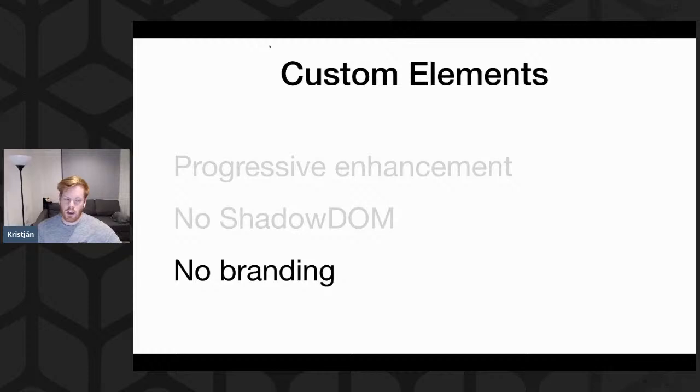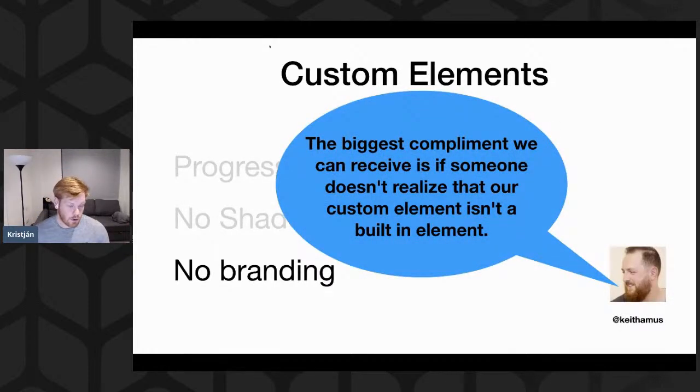And then we don't have any branding on them. These are just called what you would call the elements. Like we call them tab container because it's a tab container. We call them auto check. There's no GitHub auto check or GitHub tab container or GitHub button or whatever. My coworker Keith, I think, said it best when he said the biggest compliment we can receive about our components is if somebody doesn't realize that our custom element isn't just a built-in element. They'll be writing HTML and wondering why the element doesn't work, and they don't realize they have to add this JavaScript for it to work. That kind of describes our thought process.